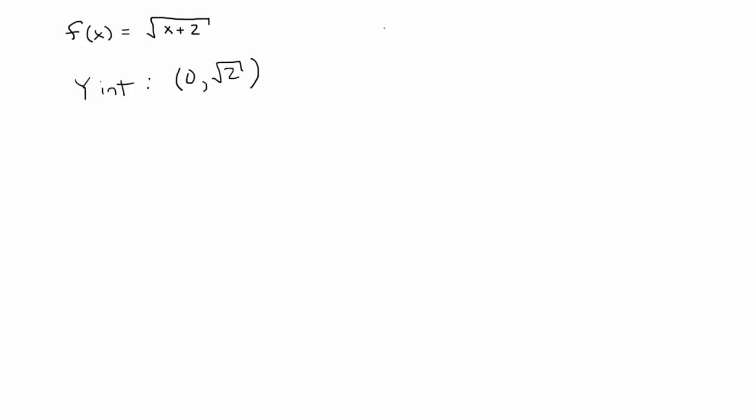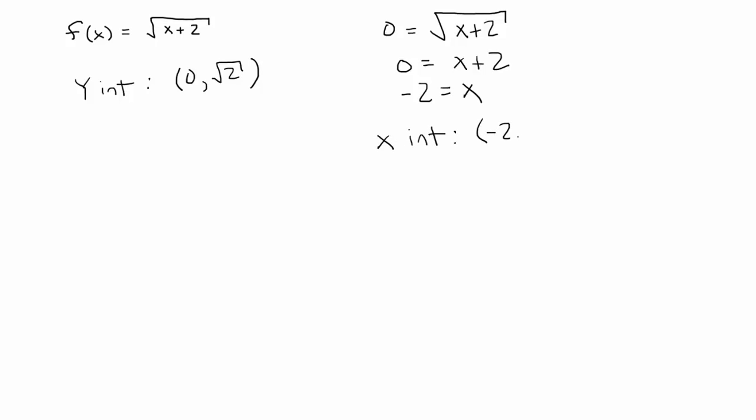And now to find the x-intercept, we're going to say that 0 is equal to the square root of x plus 2. Now we square both sides, so 0 squared is still 0, is equal to x plus 2. And now subtract 2 from both sides, so x is equal to negative 2. So we have an x-intercept at (negative 2, 0).